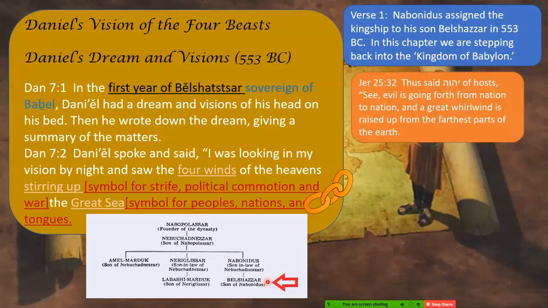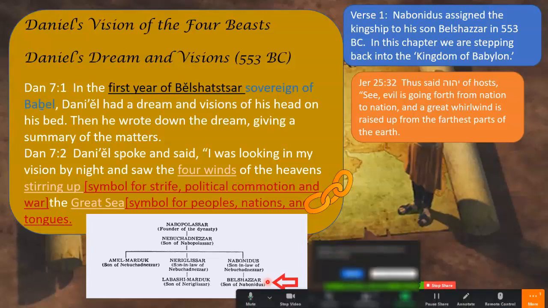So there's several verses cross-referenced with these verses. One is Jeremiah 25:32. It reads, Thus said Yahweh of hosts, see, evil is going forth from nation to nation, and a great whirlwind is raised up from the farthest parts of the earth.